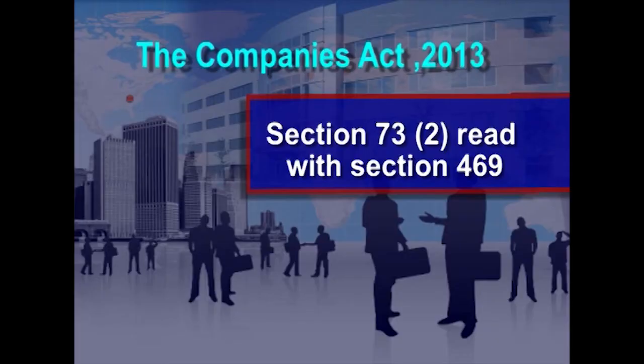Rule 3A, promulgated by the central government under the rule making power conferred by Section 73, read with Section 469 of the Companies Act 2013, requires a company to deposit or invest a sum equal to at least 10% of the amount maturing during the year in certain specified accounts in a scheduled bank or in specified securities.